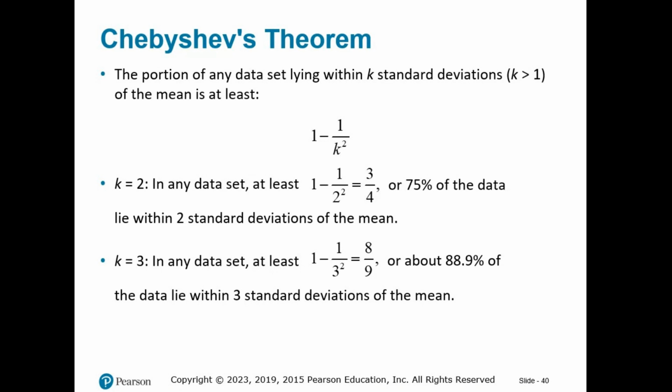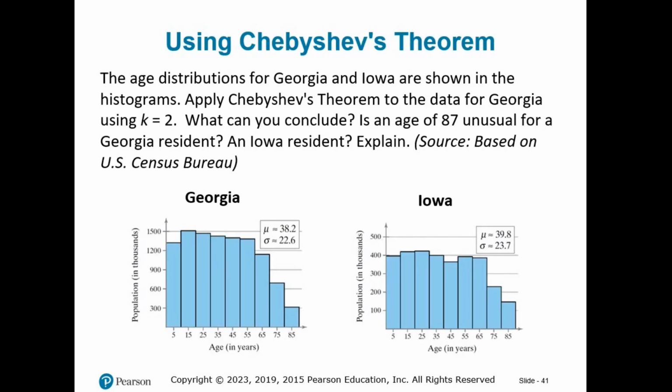Let's do an example using this theorem. The age distributions for Georgia and Iowa are shown in the histograms. Apply Chebyshev's theorem to the data for Georgia using k equal 2. What can you conclude? Is the age of 87 unusual for a Georgia resident? What about for an Iowa resident? Pause the video and see what you can reason out for yourself.